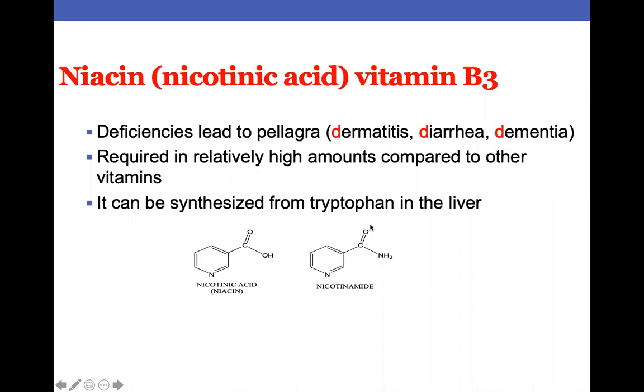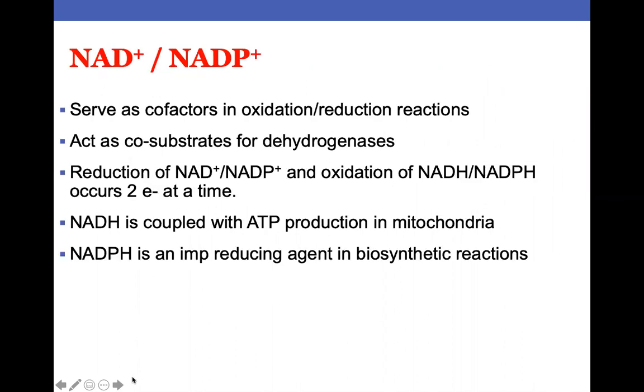And then you guys should also be aware that you can make niacin from an amino acid in your body called tryptophan. So tryptophan can be converted into niacin, and then niacin can be converted into this cofactor called NAD plus or NADP plus. So pretty much niacin can be converted into either one of these. Hopefully, this helps you remember niacin and what cofactor it's associated with.